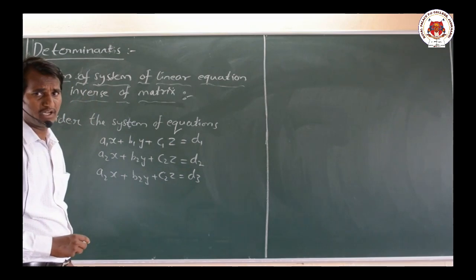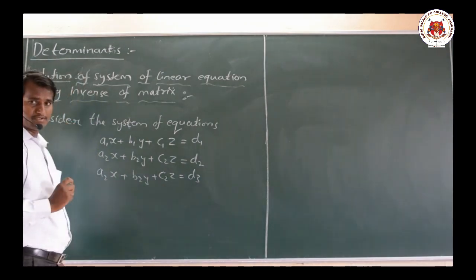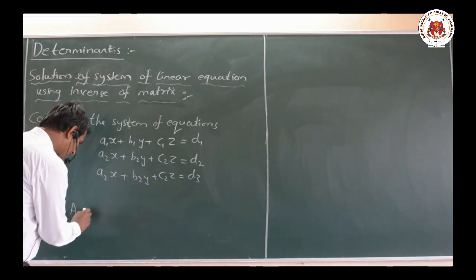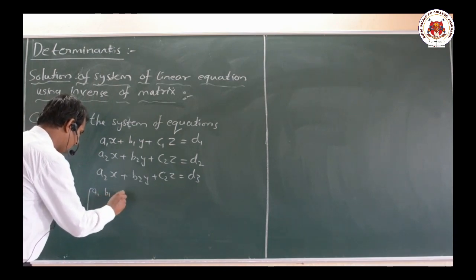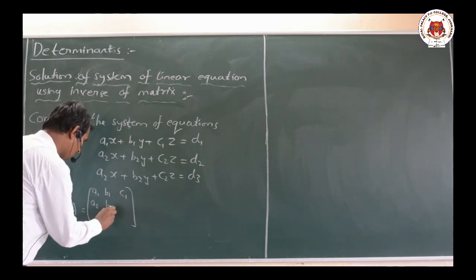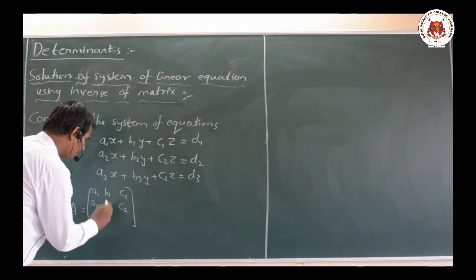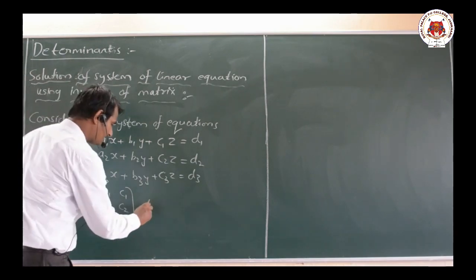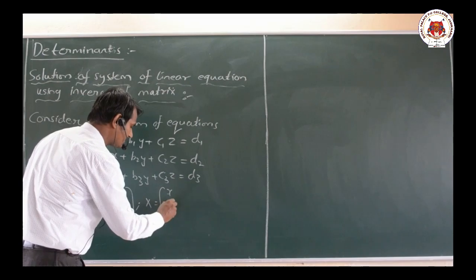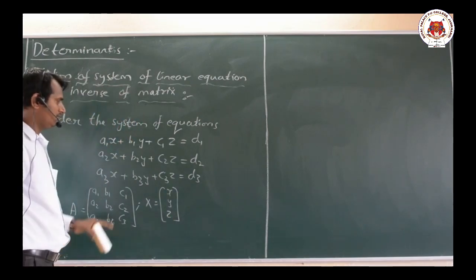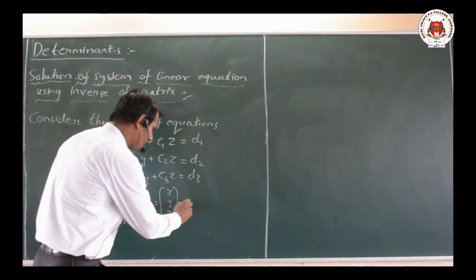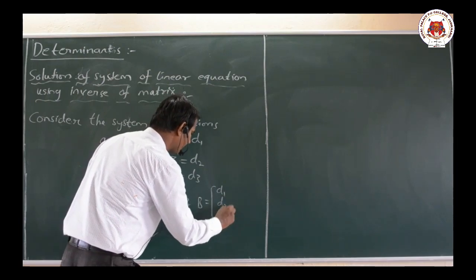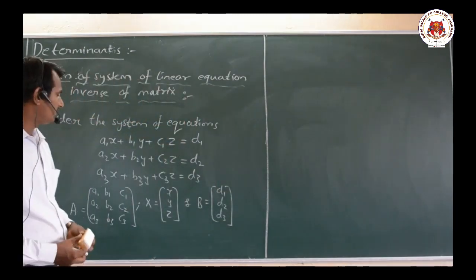Now how to find the values? The given system of equations we write in terms of matrices, that is, capital A equal to a1, b1, c1, then a2, b2, c2, then a3, b3 and c3. Next, X equal to x, y and z, which are nothing but our unknown variables. And at last, the B matrix I can take as d1, d2, d3. This is our basic setup.